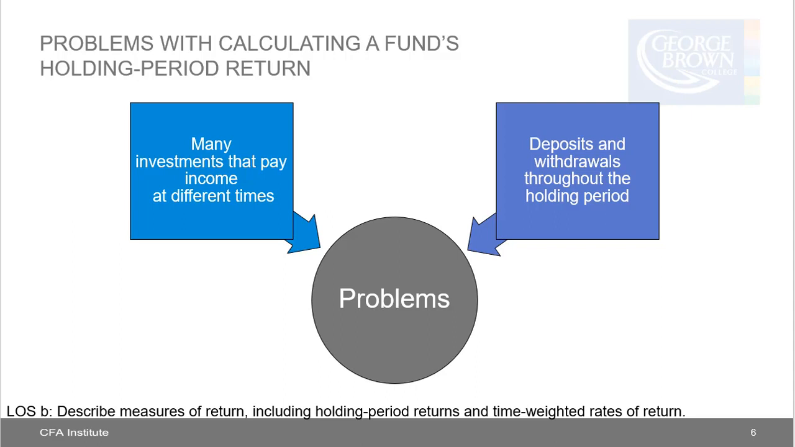Okay. Anyhow, in practice, calculating a fund's holding period return is a complex process because funds may consist of hundreds of individual investments. They pay income at different times. Clients may make additional investments, cash inflows, and withdrawals, outflows from a fund. So in other words, there's a constant flow of cash into and out of most investment funds and portfolios that'll affect the calculated performance of the fund.